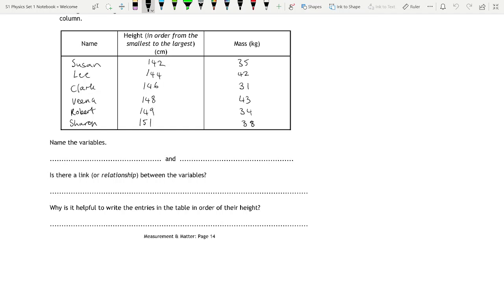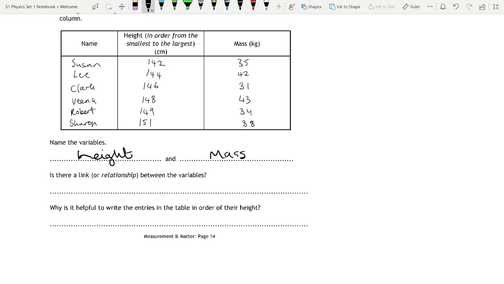Okay. Now, the variables. What are the variables in this? There are 2 variables. Yes, exactly. And a hint is if you've got a table, height and mass. If you've got a table of results like this, you can see the variables are here and here, height and mass.